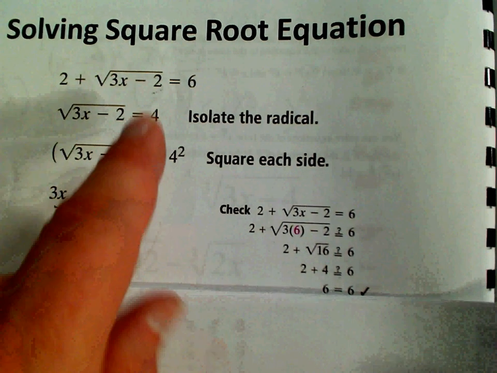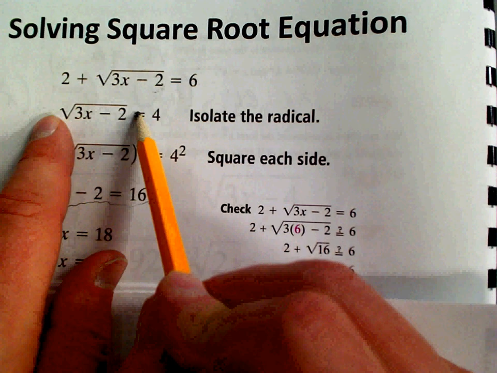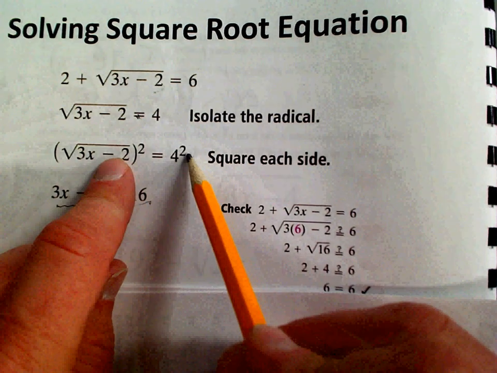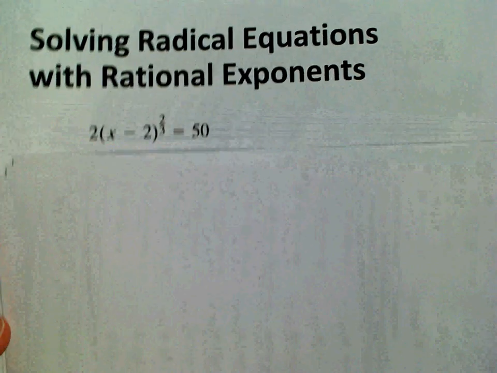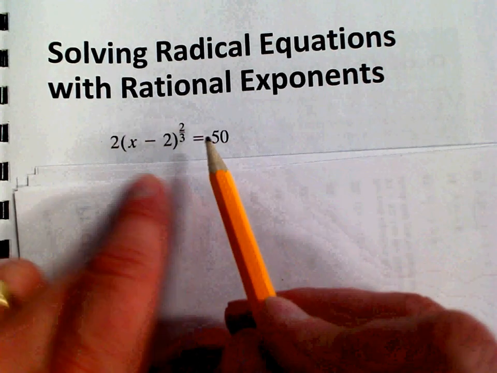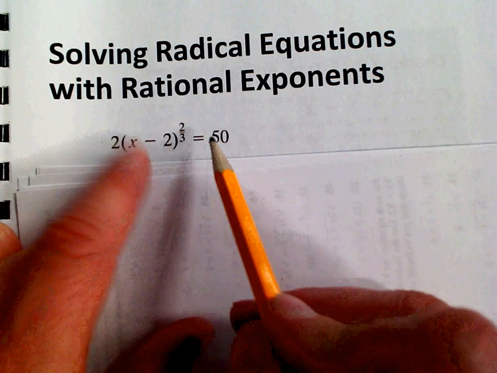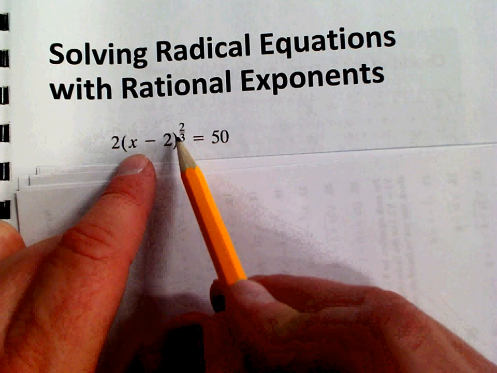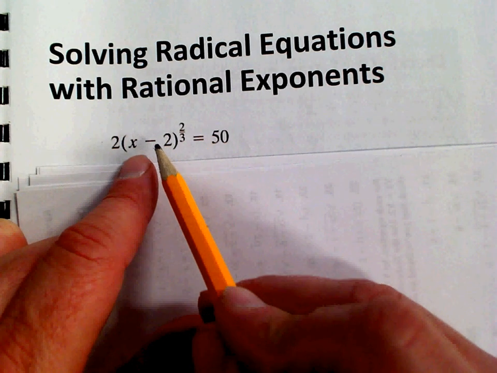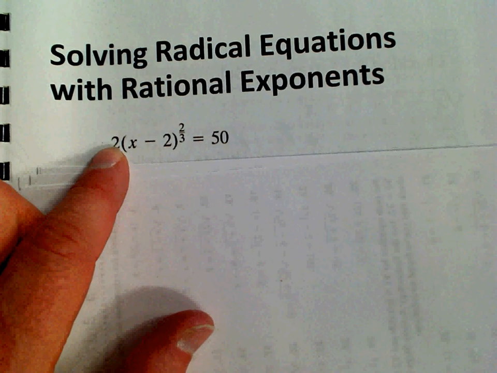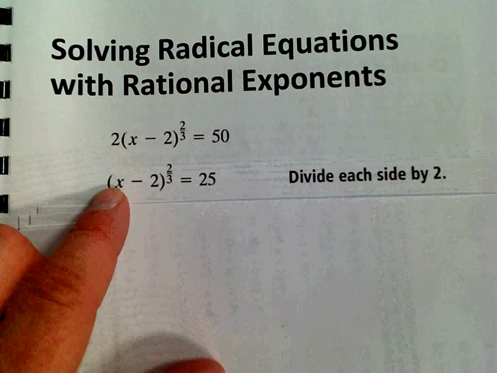So the only thing new is isolate the radical part, then you might have to raise both sides to some power. Well, it'll get a little more tricky than that. Here's another one. I need to isolate the part. This is a rational exponent. So what could I do to start? I could get that 2 off that side, couldn't I? Bring the 2 over here. I got that as 25.